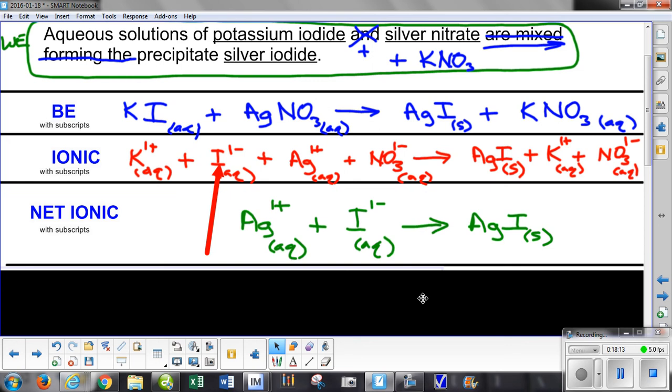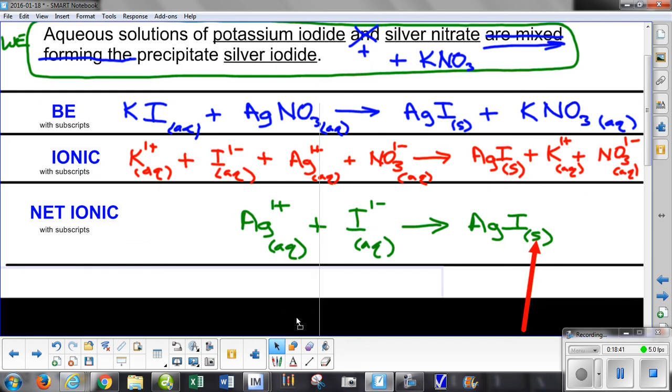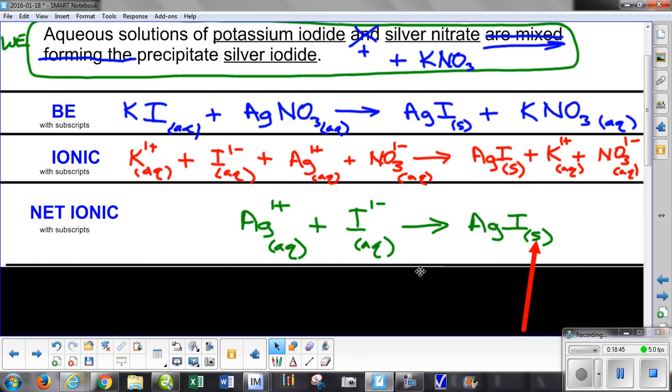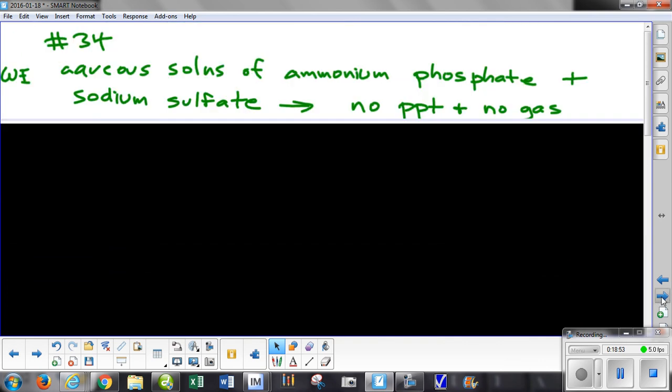And that gives us our net ionic equation. So we have silver as a 1 plus, aqueous, iodide as an aqueous with a 1 minus, and our product is silver iodide as a solid. We didn't have to reduce the subscripts at all because they're all 1 already. Nice little coincidence. Okay, let's go to 34.